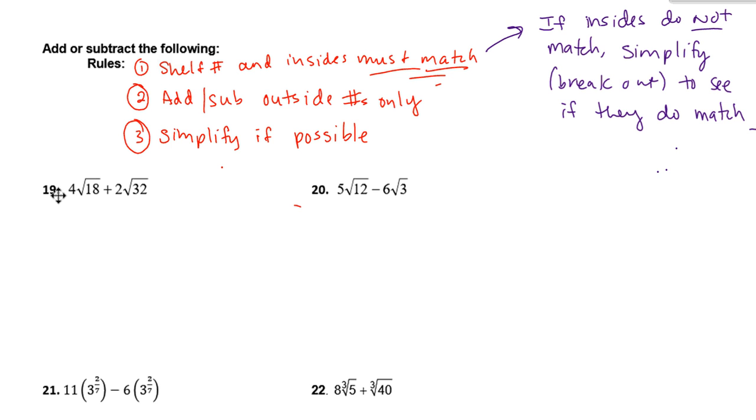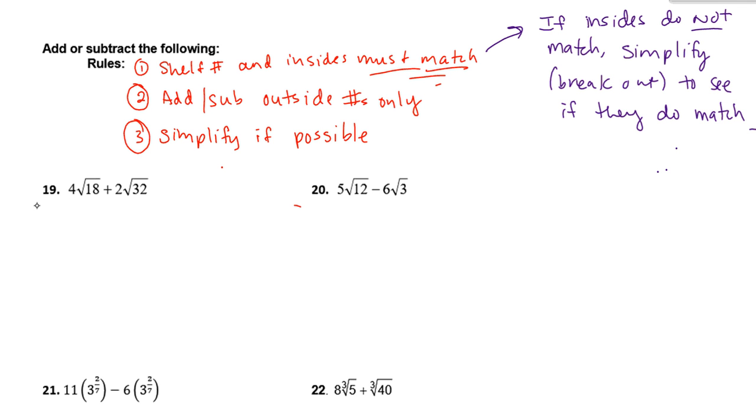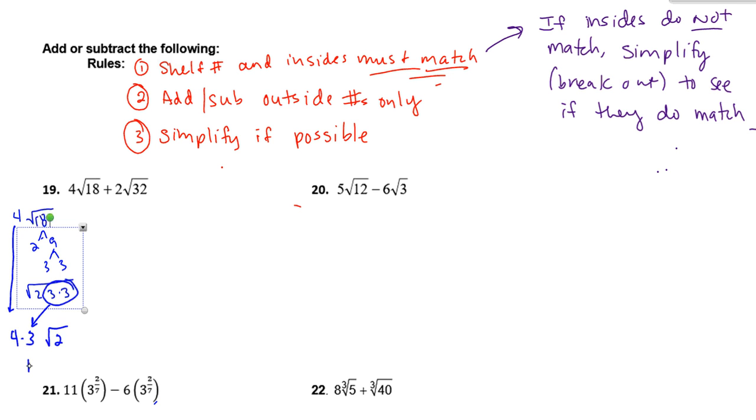So, for example, this one right here, 19, we've got 4 square root of 18 plus 2 square root of 32. 18 and 32 don't match. They are both square roots, so we're good there. But we're going to have to take these and break them down. So let's do 4 square root of 18. Breaking down 18, it's 2 and 9, 3 and 3. Looks like we've got two 3s. Group those together. One makes it out. We have a 2 left over inside, and then don't forget this 4, the getaway driver. So this is the same thing as 12 square root of 2.